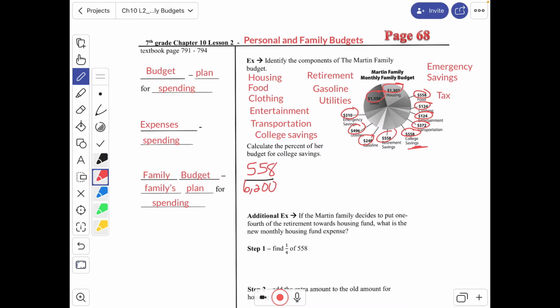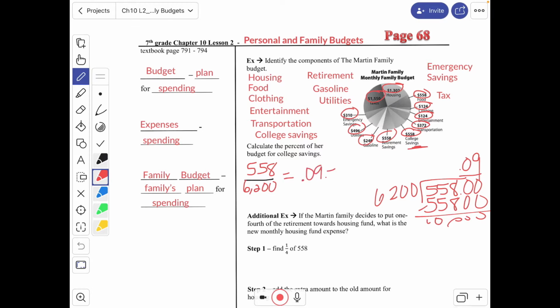So we need to simplify that fraction to a percent, or you can just divide, remember man, horse. So that comes to 0.09, and as a percent, that's 9%, because you have to move the decimal 2 spaces. 9% is for college savings.